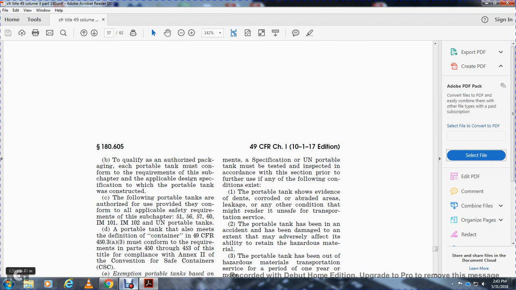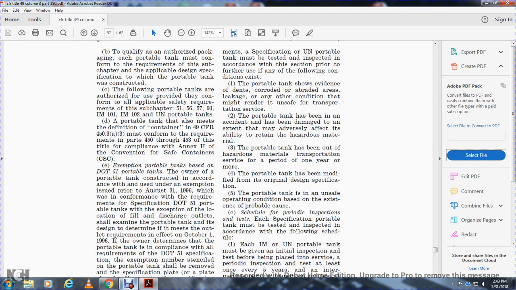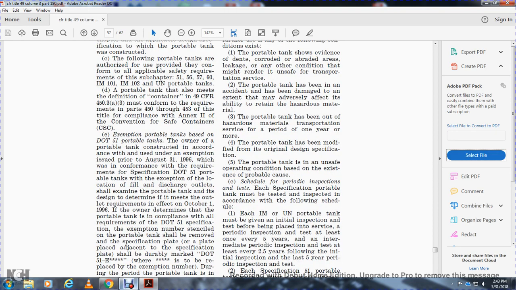UN portable tanks that meet the definition contained in the subchapter must conform with the requirements of Parts 450 and 453 and Annex 2 of the Convention for Safe Containers. Exemption of portable tanks based on the DOT 51 portable tank.